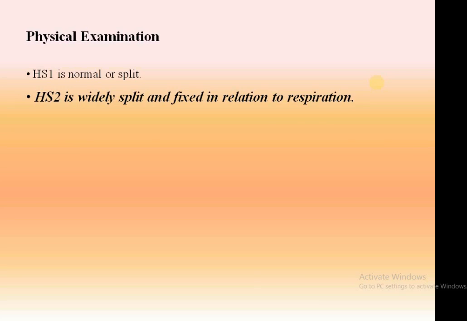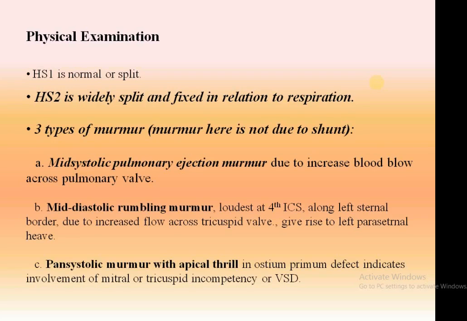Then the murmurs. Remember, murmur here in ASD will not be because of the shunting of the blood from left to right through the septal defect, but the murmurs will be because of the overloading or overflow or excessive blood passing through the valves, that is the tricuspid valve and pulmonary valve. Why? Because there is a left to right shunting. The excess blood from the left atrium moves to the right atrium. The right atrium becomes overloaded. It passes its whole blood to the right ventricle and to the pulmonary area. So the murmurs arise because of the passing of this overloaded blood through the tricuspid valve and through the pulmonary valve.